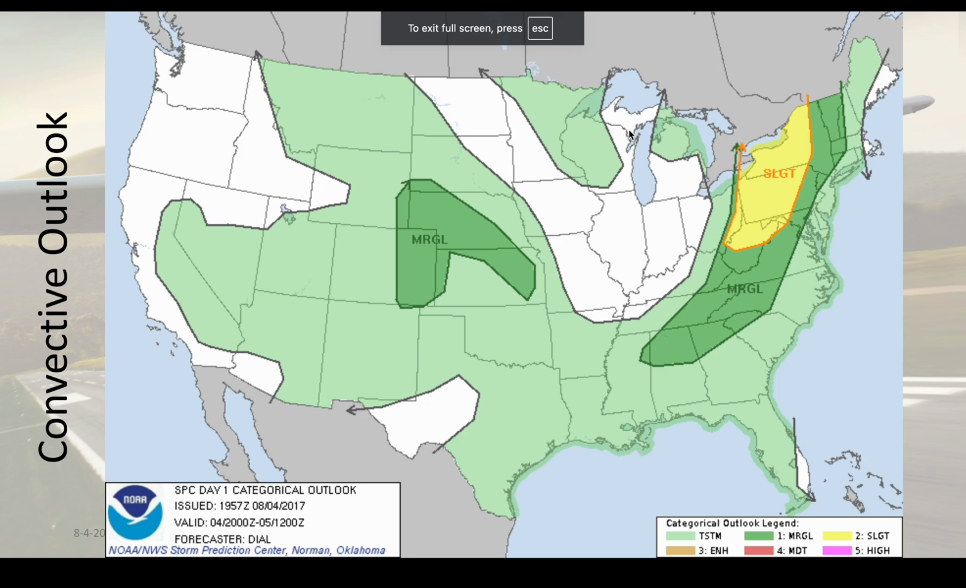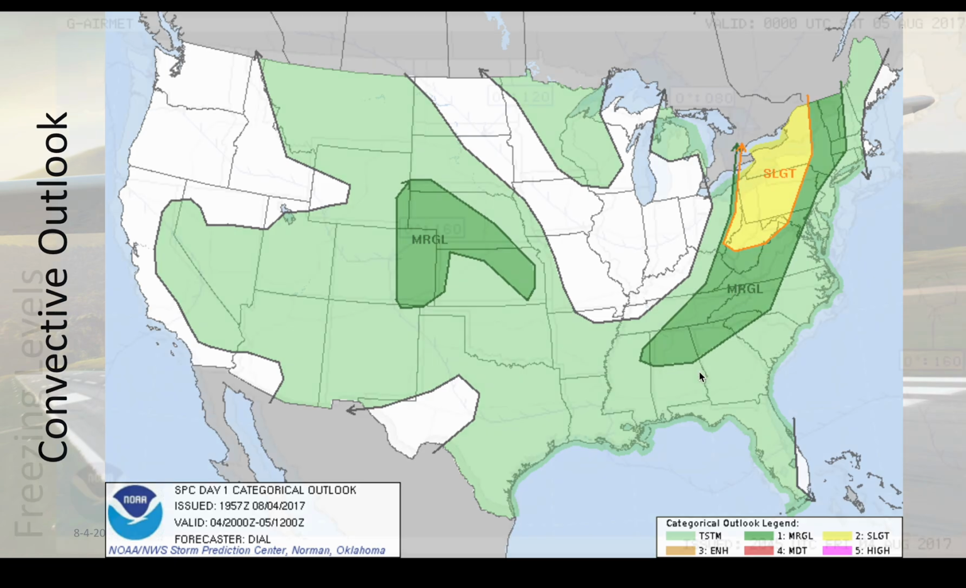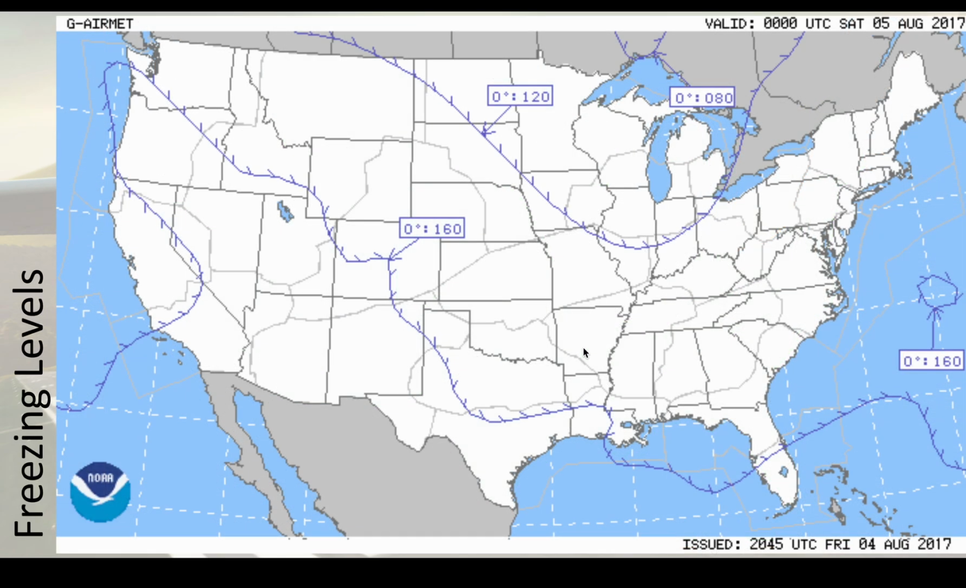And then we have this convective outlook: marginal, thunderstorm activity, slight chances, yellow. And basically it's telling you what different kinds of convection there are.